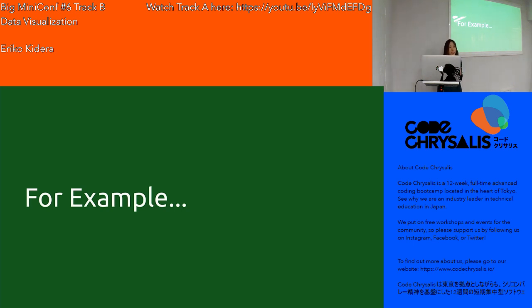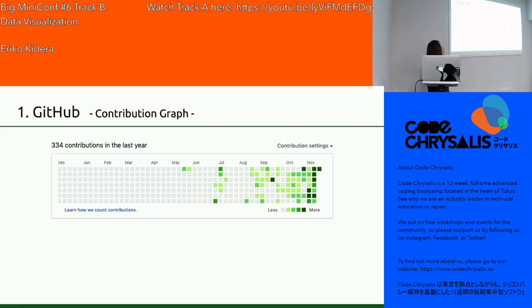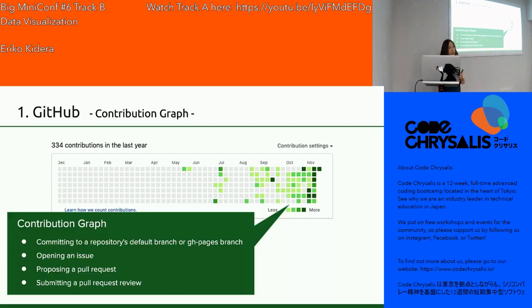Let me give you some examples of data visualization. As you know, GitHub is a project management and code versioning system for developers. In GitHub, the number of user commits and the number of pull requests are displayed in green shades of a graph, like this. This is one example of data visualization.